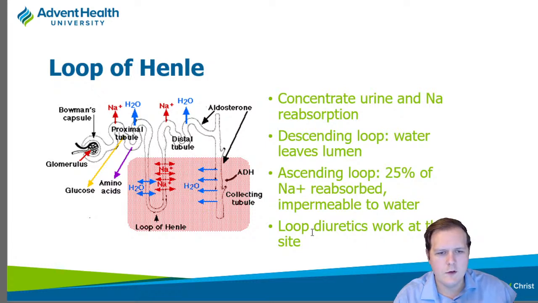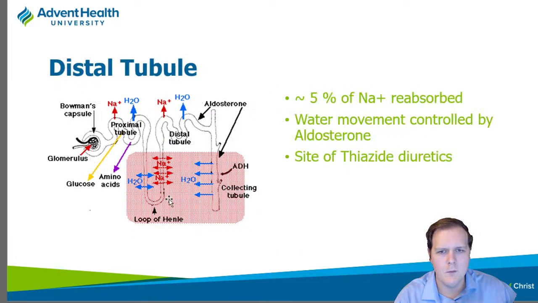Very important here. This is where your loop diuretics are going to work, which makes sense. Loop diuretics, loop of Henle, and that's exactly what they're going to be working at. In the distal convoluted tubule, this is not nearly as important in terms of sodium reabsorption as you would see with the loop of Henle, but this will still be an important target for some of our diuretics here.